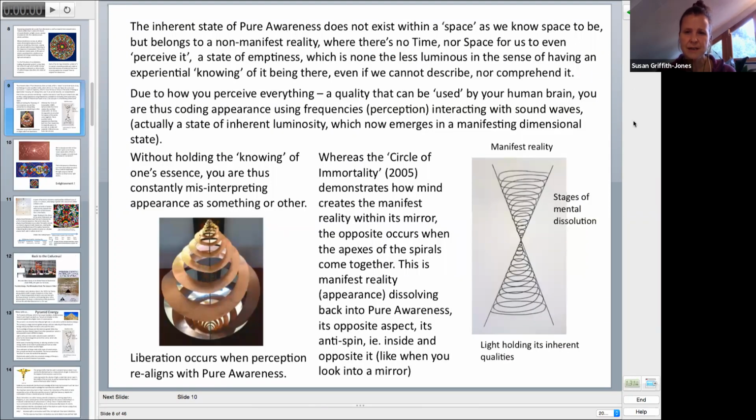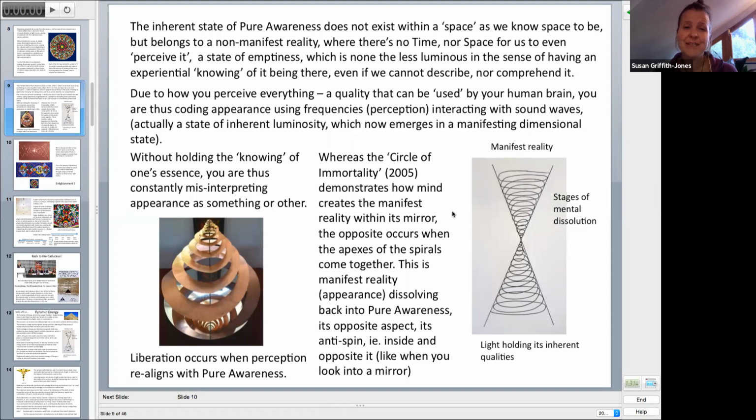So this inherent state of pure awareness does not exist within a space as we know space to be. And this is very important. It belongs to a non-manifest reality where there's no time nor space for us to even perceive it. And that's really kind of trippy to get the brain around. In fact, we just can't comprehend it.